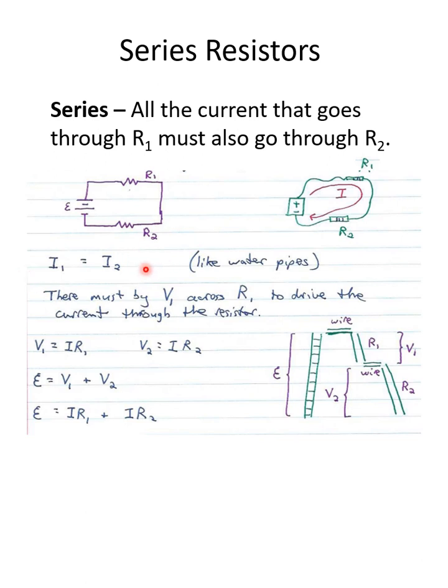And it's like water going through pipes. All the water, all the gallons per second that went through pipe segment 1, also goes through pipe segment 2.